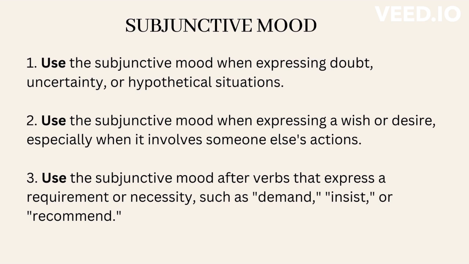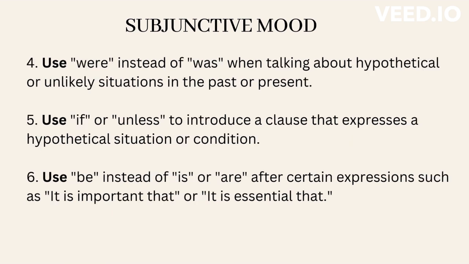4. Use a verb instead of was when talking about hypothetical or unlikely situations in the past or present. 5. Use if or unless to introduce a clause that expresses a hypothetical situation or condition. 6. Use be instead of is or are after certain expressions such as it is important that or it is essential that. It's important to note that the subjunctive mood is mostly used in formal writing and situations, and it is less common in everyday speech.